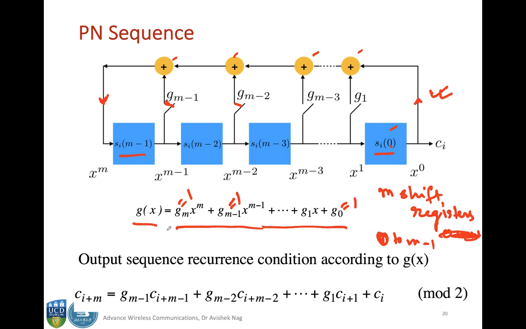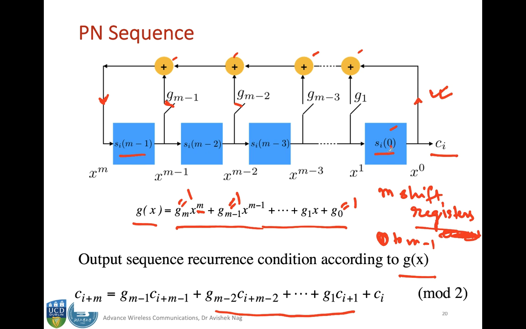So in that way, you can write a generator polynomial. The highest degree of the polynomial is M. So x to the power M, and that corresponds to the total number of shift registers that you have. So the output sequence that comes out from this CI has a recurrence condition according to GX, the generator polynomial. And that recurrence condition is given by this expression.